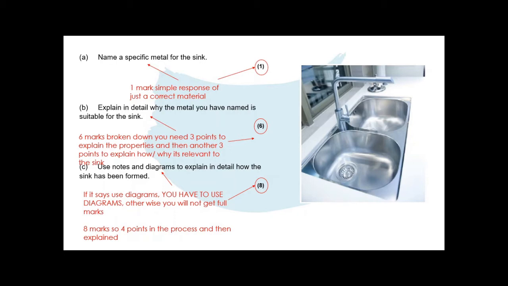So question C, which is 8 marks. Use notes and diagrams to explain in detail how the sink has been formed. Now, if it says use diagrams, you've got to use diagrams, otherwise you're not going to get the full marks. If you were to just do bullet points and explain it, you would get some marks, but if it specifically says use diagrams, you've got to make sure that you use them. So 8 marks in total, so realistically that's 4 points, and then explain it as well gets you the 8 marks. So a point for bringing something up that's relevant, and a point for explaining it. It's worth noting as well, once you've already brought something up, you've got the mark for it, so don't then repeat it again, because they're not going to award you the mark for the same answer twice.